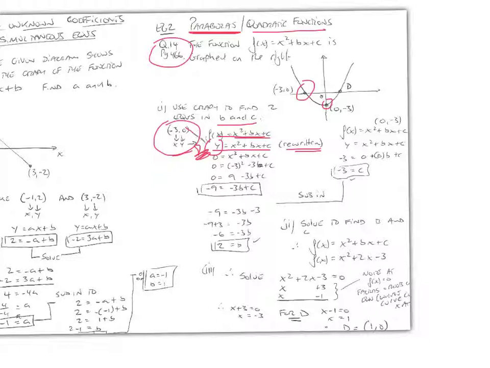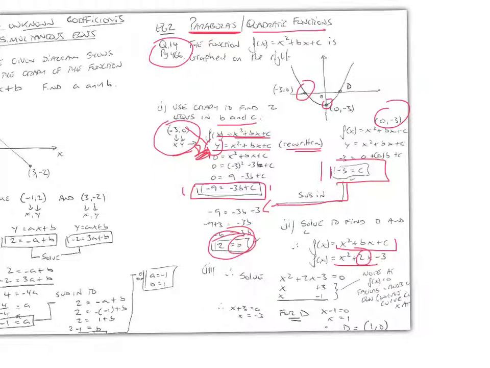Y is 0, so we put that in here, and we solve for that, and we get an equation minus 9 equals minus 3b plus c. We do the same for this point, and we get minus 3 equals c. So actually we found c already. We can sub that into this equation here, and we find b. And therefore, once we've found b and c, we can rewrite the equation x squared plus bx plus c as x squared plus 2x, because that's our b, minus 3, which is our c.